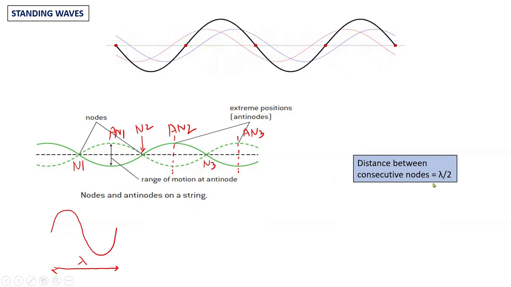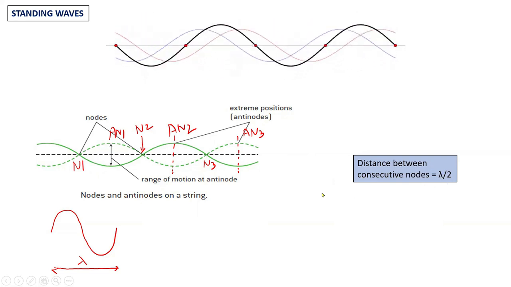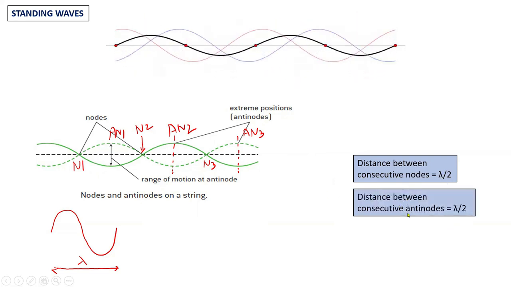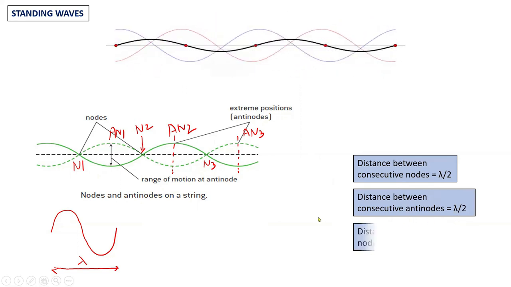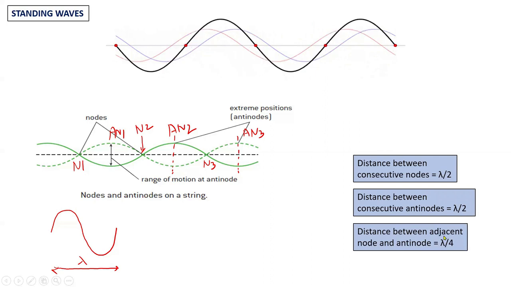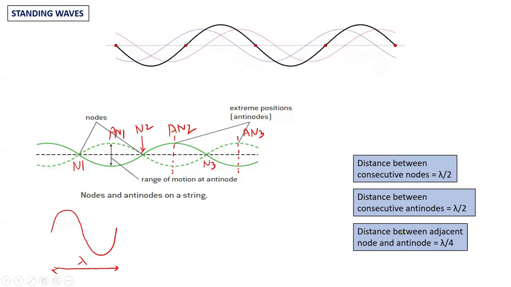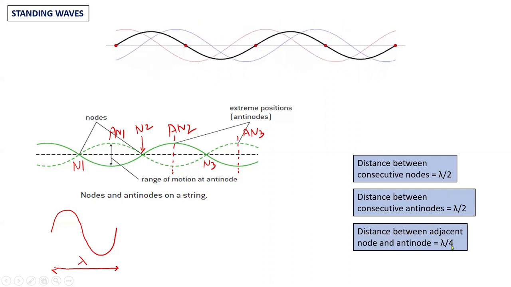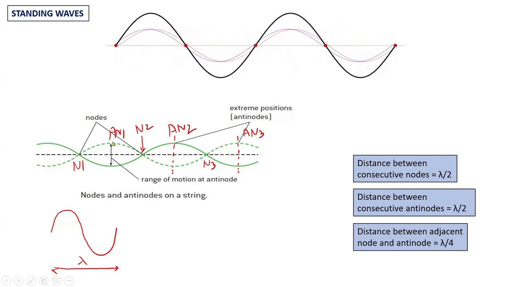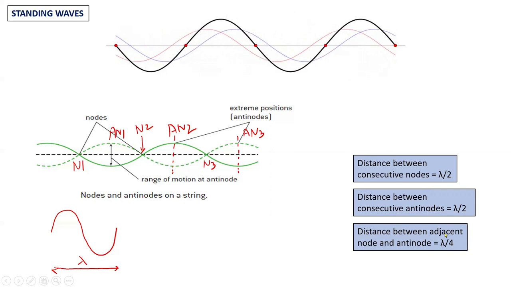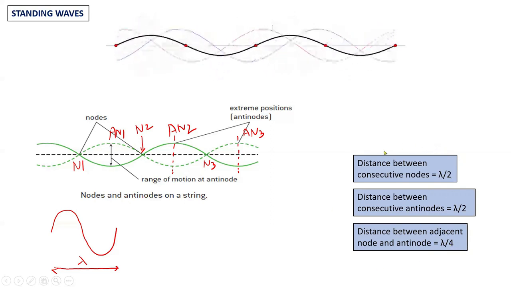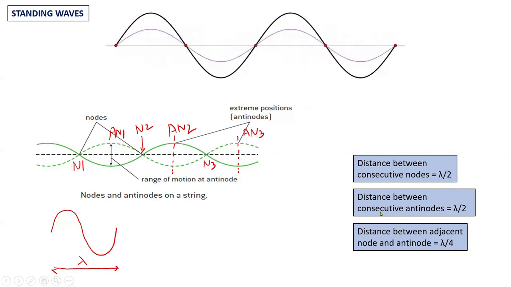Distance between consecutive nodes is lambda by 2. Similarly, distance between consecutive antinodes is also lambda by 2. Finally, distance between an adjacent node and an antinode will be lambda by 4. Why is that? Because as you can see, one antinode lies in between two nodes. That's why lambda by 4. Now for the exams, you just need to remember these three variations of distances.